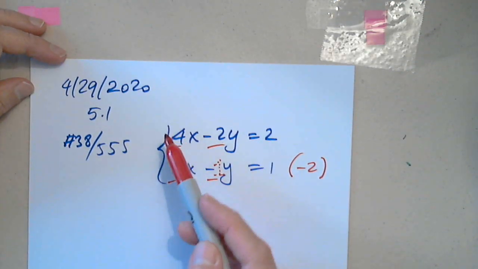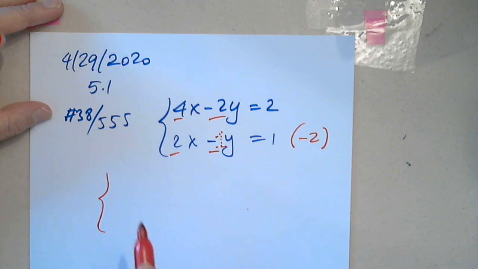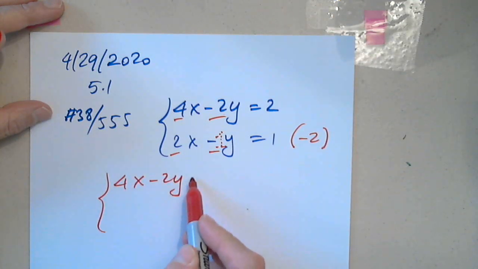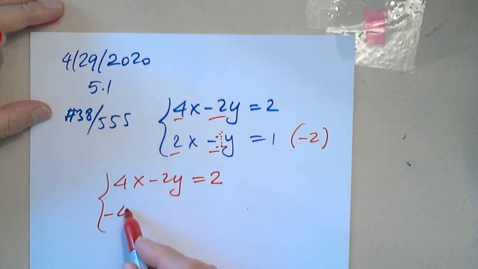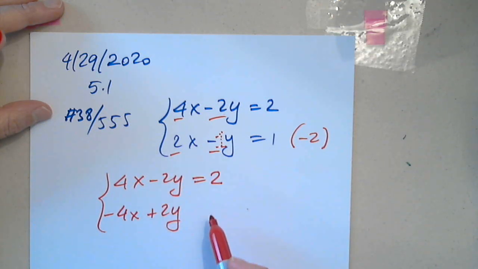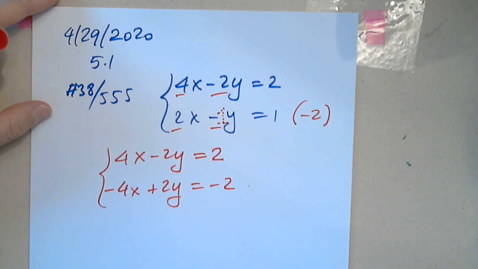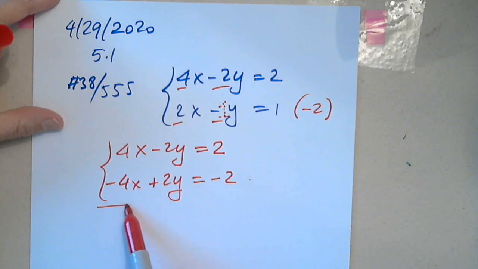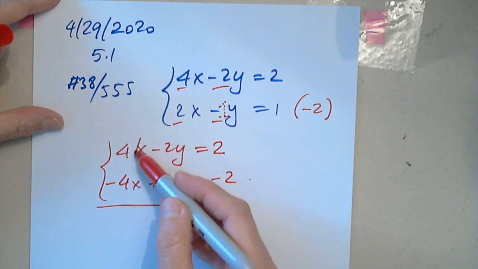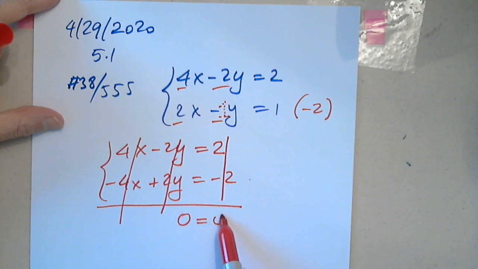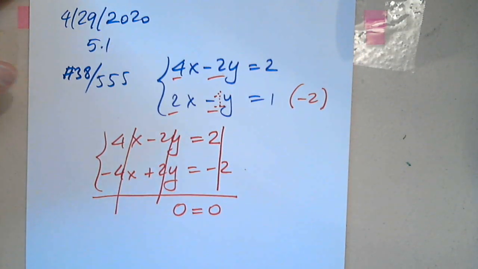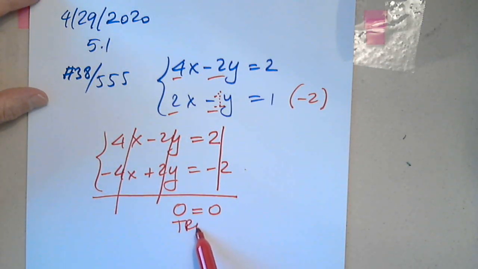So when we use elimination, keep the equations together. So I have 4x minus 2y equals 2. And when I multiply the second equation by negative 2, I get negative 4x plus 2y equals negative 2. And when I add, I get 0 equals 0. So you can say, well, I didn't get a solution, but I got a true statement.